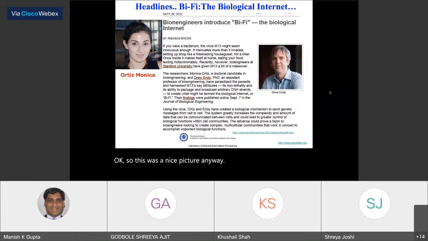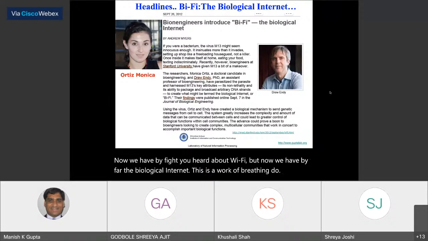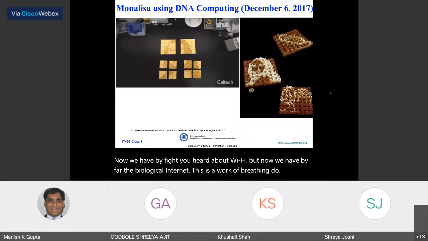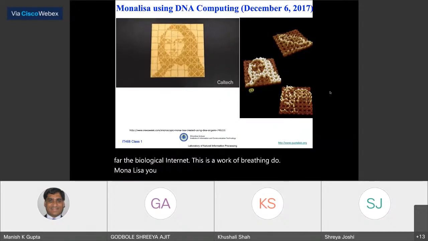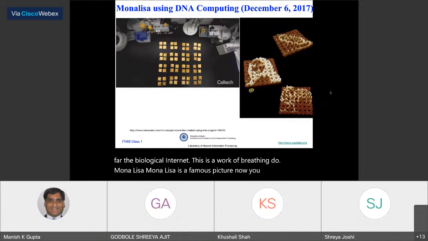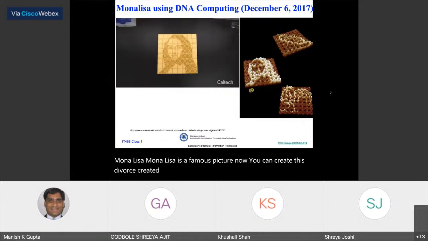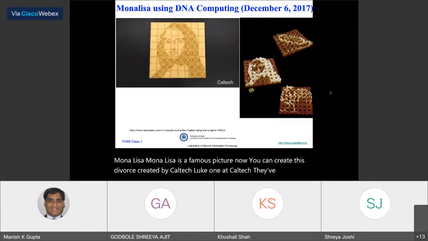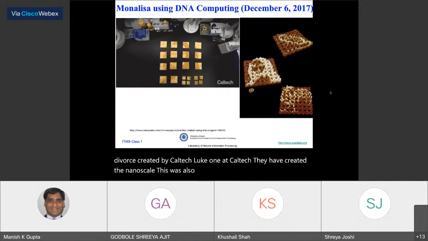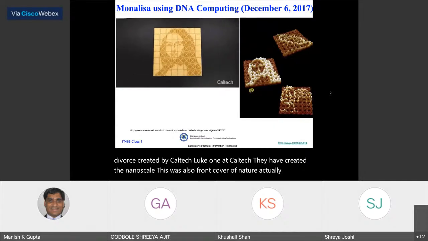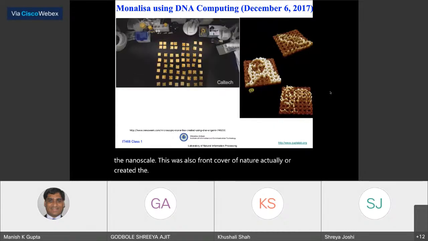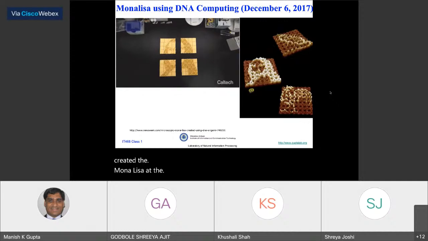now we have Wi-Fi. You heard about Wi-Fi, but now we have Wi-Fi, the biological internet. This is what we do. Mona Lisa is a famous picture. Now you can create it. This was created by Lulu Kwan at Caltech, who created it at the nanoscale. This was also from the Power of Nature, actually. They created the Mona Lisa in the lab, right?